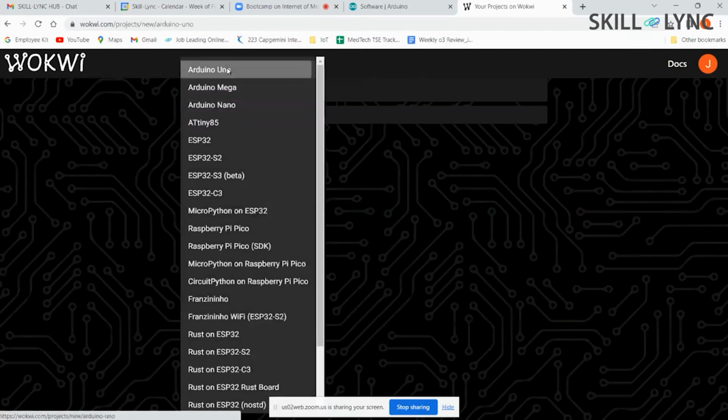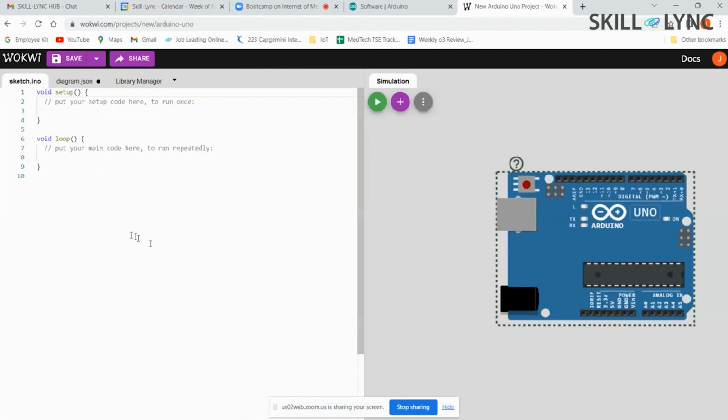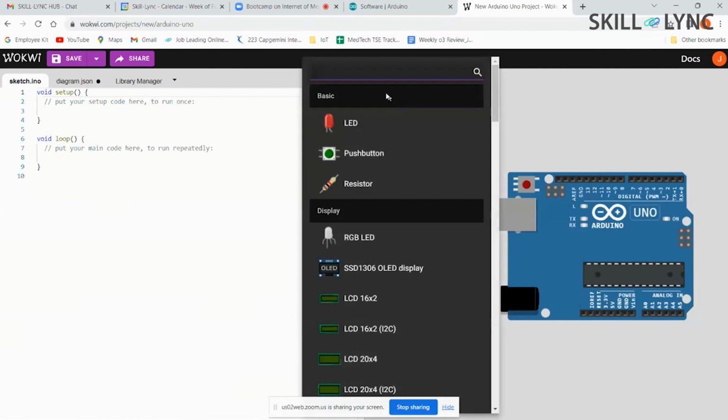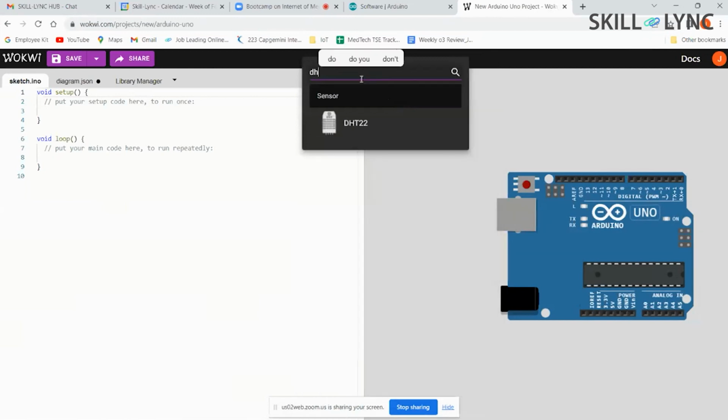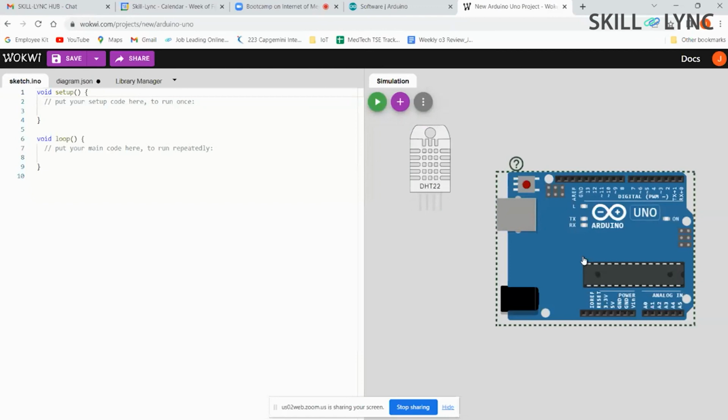I'm using Arduino UNO, so I'm putting Arduino UNO. Then an editor file will be opened for you. So right now, I think we are using a temperature sensor. DHT22 is appearing, friend, so I'm just using this. Okay, I'm using this temperature sensor.